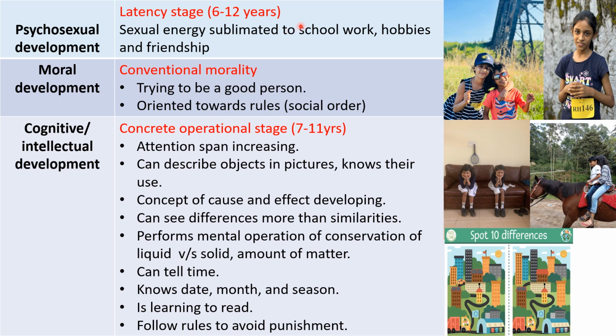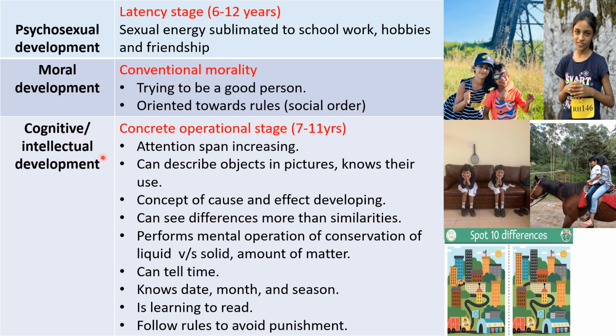Psychosexual development. The child is in the latency stage, 6 to 12 years. Latency stage means the child is not interested in the sexual activities. The sexual energy is sublimated to schoolwork, hobbies and friendship. They have forgotten the sexual part. Moral development. Conventional morality. They are trying to be good persons and oriented towards rules or social orders. They like to obey the rules in the school.